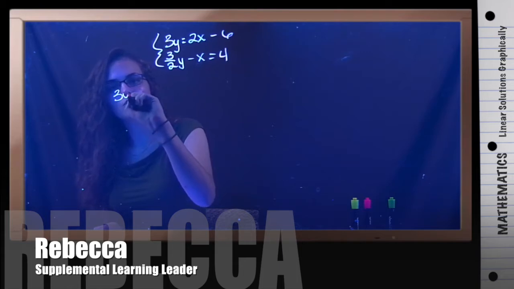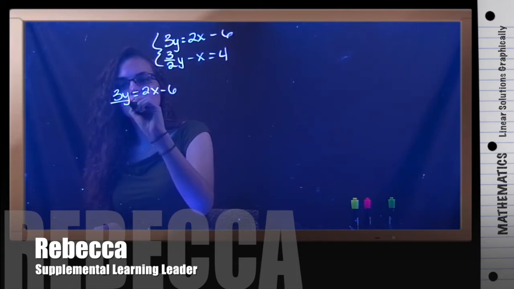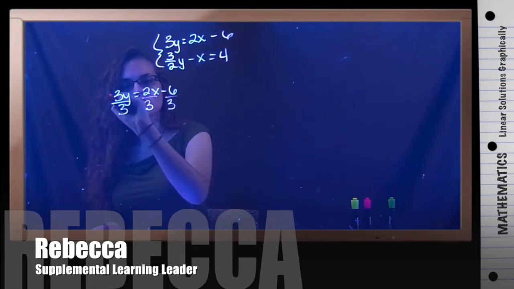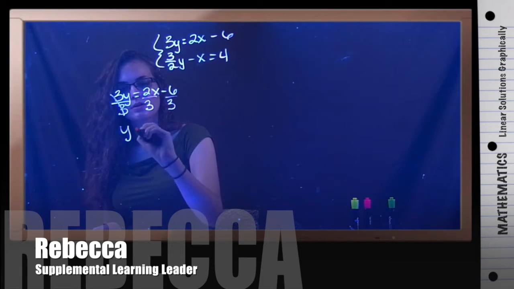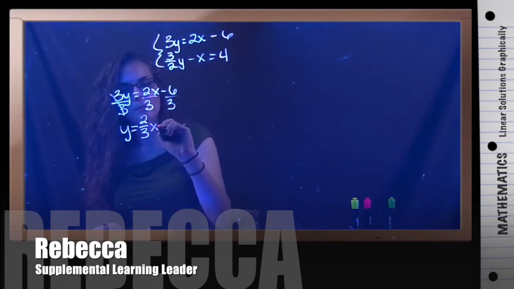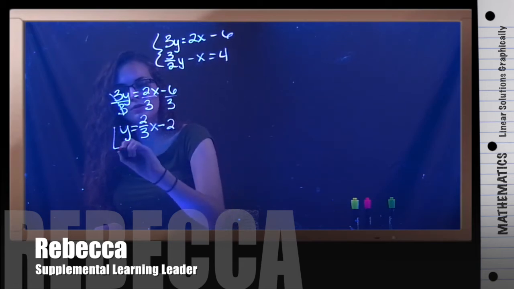So for the first one, 3y equals 2x minus 6, we can divide by 3 on every term in order to isolate y. So y equals 2 over 3x minus 6 divided by 3 is 2. So this is our first equation.